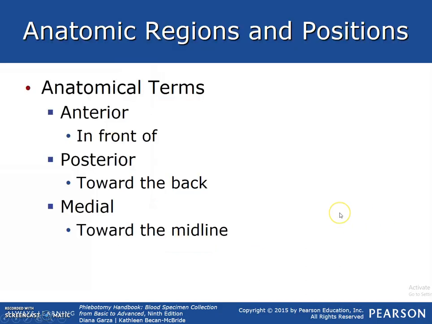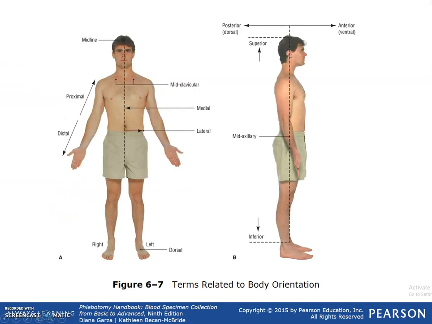Anatomical terms: anterior, in the front of; posterior, behind the back; and medial, toward the midline. And this gives an image of those terms. Also, when we look at distal, which is away from the body, proximal, which is closest to the body, and dorsal, which is our feet, there's also the superior, which is the top half of our body, and then the inferior, which is the lower half. So anything from the waist down. Superior would be from the waist up.